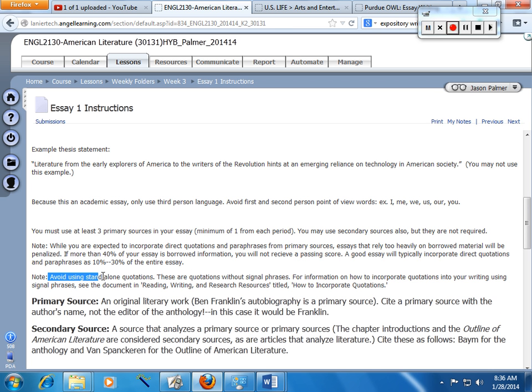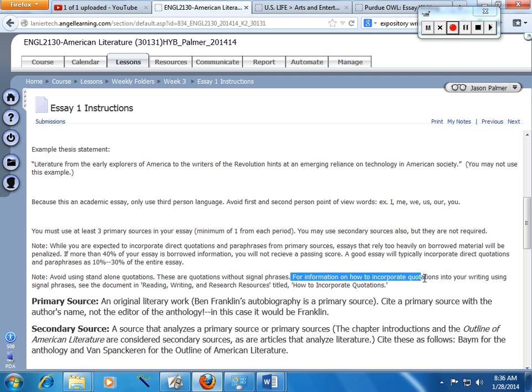Note, avoid using standalone quotations. These are quotations without signal phrases. A signal phrase would be, Mr. Palmer said, comma, and then the direct quote. Or Christopher Columbus wrote, comma, then your quotes. Signal phrases can come at the beginning of a direct quotation, they could come in the middle, or they could come at the end, but they indicate where the information came from. All right, that's in addition to your citations.